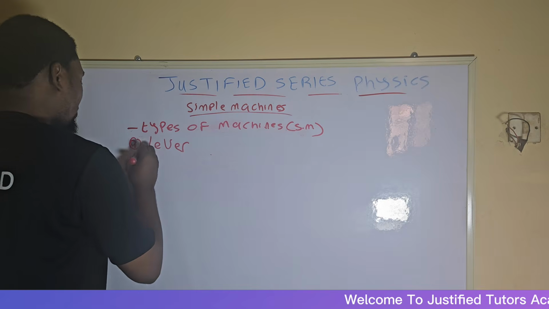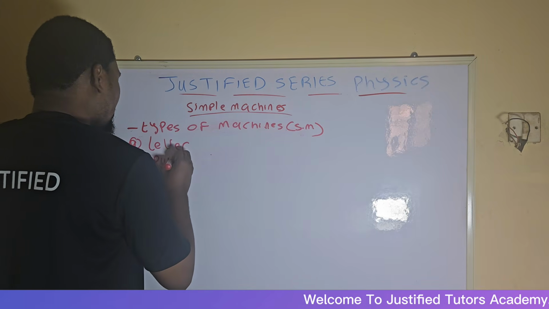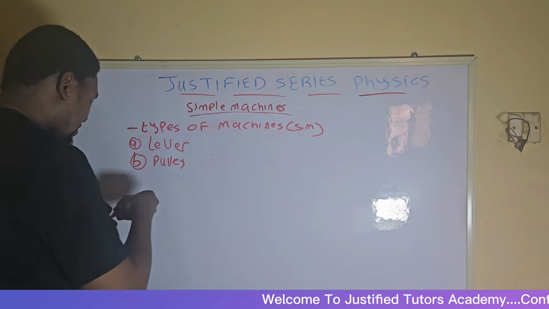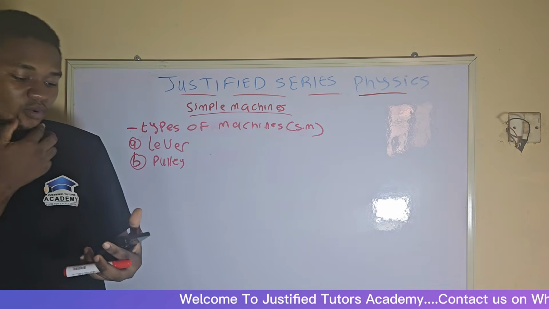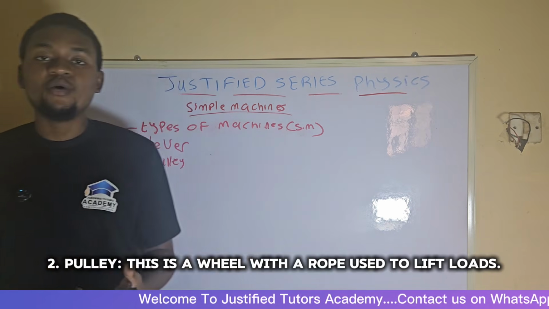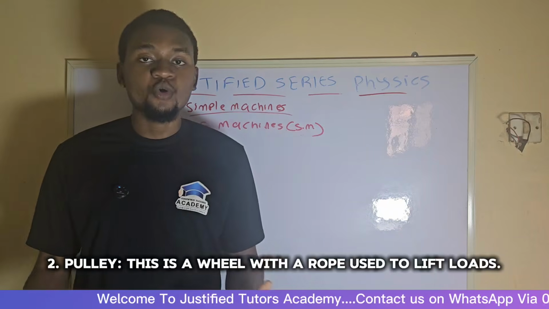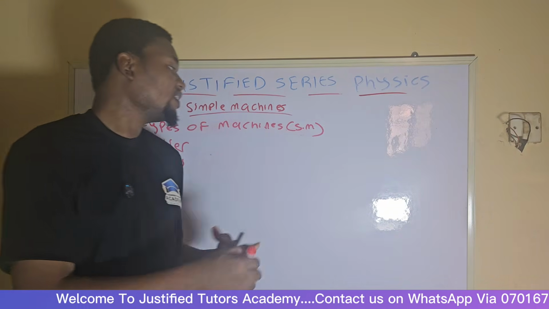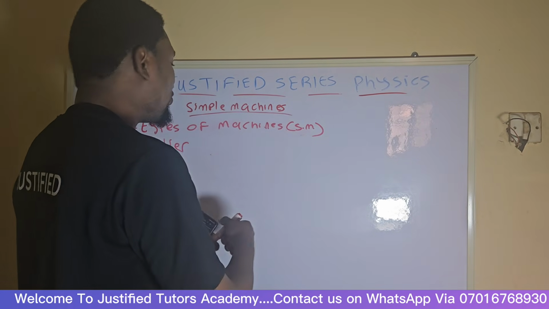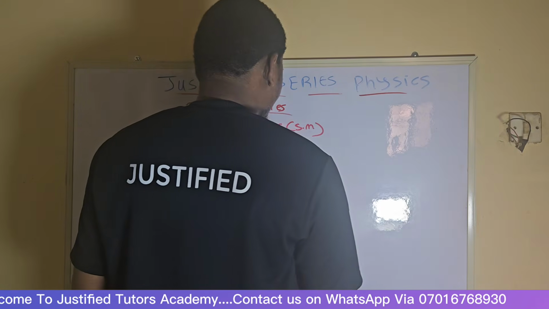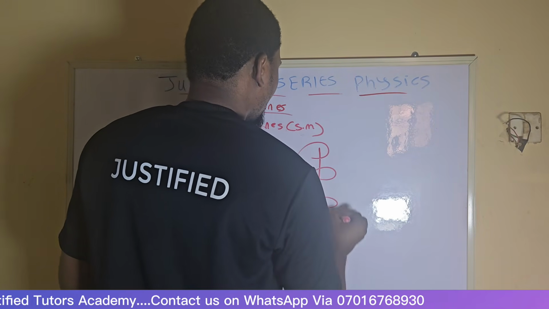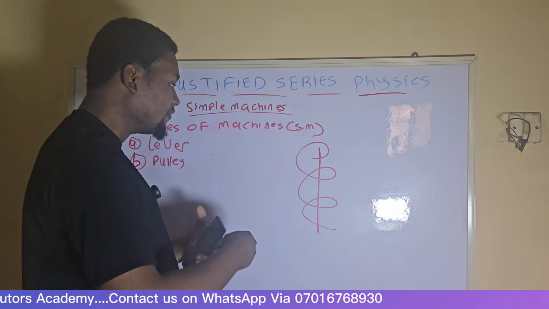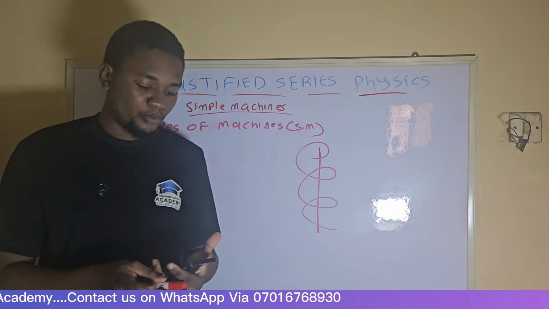Yes, this is key. We have the pulley. All right, so now under the pulley, the definition of a pulley is that a pulley is a wheel with a rope to lift loads. Yes, a pulley is a wheel. So you get a wheel like this with ropes around it, so you get to lift loads. That is what a pulley is.